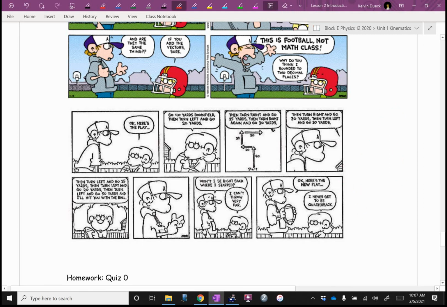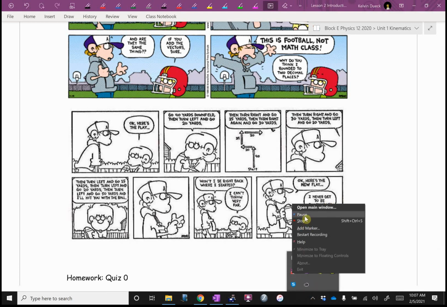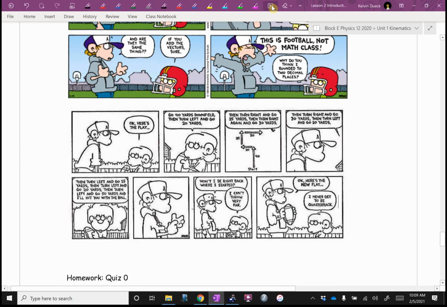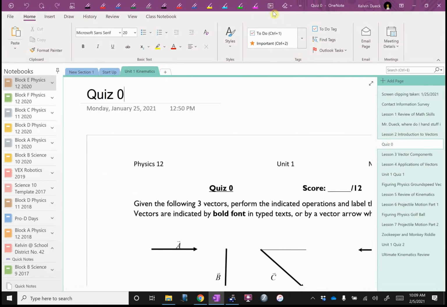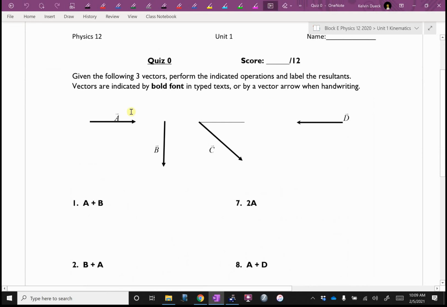What's your homework? I have your first take-home quiz. We may mark it later in class. I'll give it to you in just a second. Take a look at the take-home quiz. Quiz 0. So all I'm asking you to do is draw these. So we have vector A, which looks like it's going right or east. Vector B, vector C, vector D.